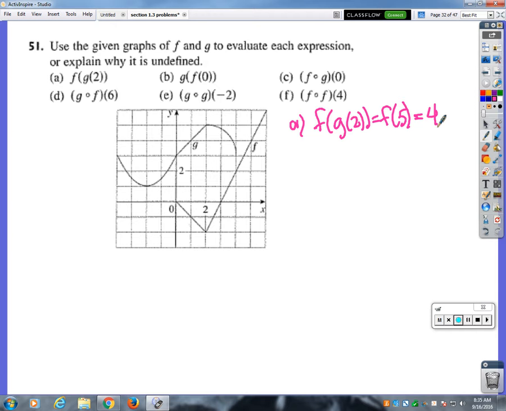All right? So, same thing for all the rest of these. G of f of 0: first figure out what f of 0 is, and so that's 0. And then figure out what g of 0 is, and that's 3. F of g of 0 is the way you read that. So for C, you're doing it backwards. So you're going to figure out what g of 0 is first.